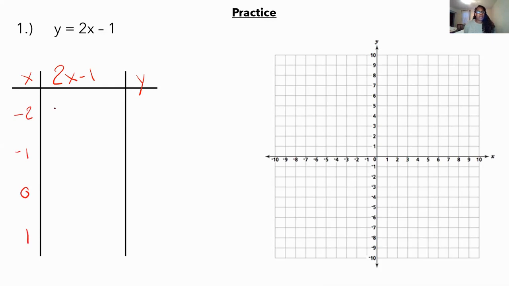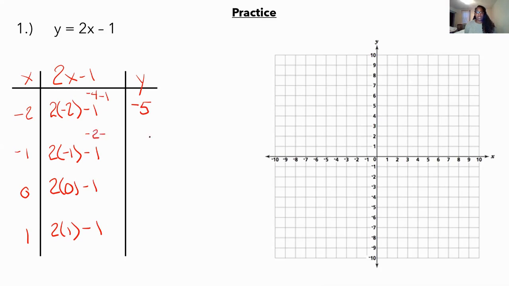So that means anytime I see an x, I'm going to plug in a -2 for the first one. Then I'm going to plug in a -1 for the next one. Then I plug in a 0 for the next one. And I plug in a 1. So 2 times -2 gives me -4. And -4 minus 1 gives me -5. 2 times -1 gives me -2. -2 minus 1 gives me -3. Okay? 2 times 0 gives me 0. Minus 1 still gives me a -1. And 2 times 1 gives me 2 minus 1, which gives me an answer of 1.